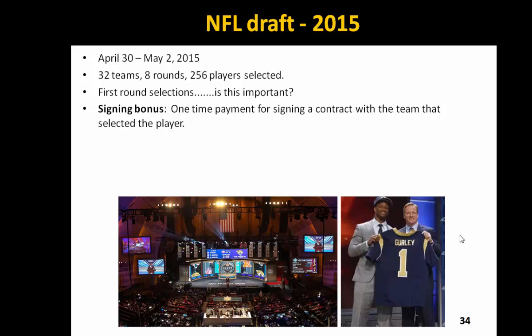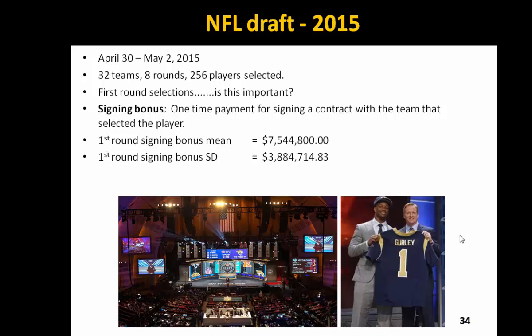Examining the descriptive statistics for the 32 players selected in the first round, the average signing bonus was found to be just over $7.5 million. That's a one-time payment. The standard deviation was found to be almost $4 million. So even though the standard deviation in this case was found to be less than the average, that standard deviation is still quite large for that average that we see there.